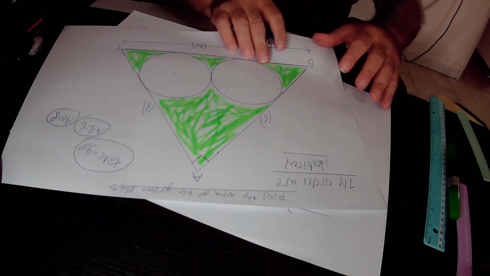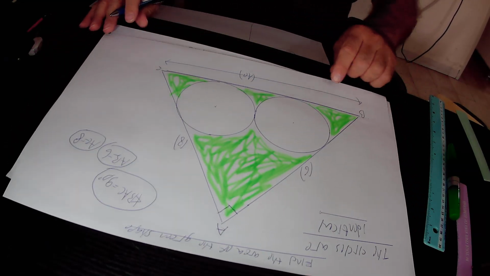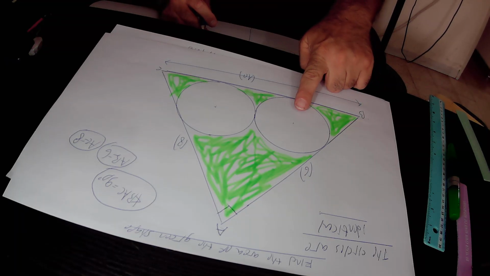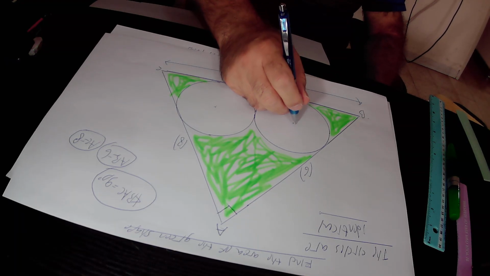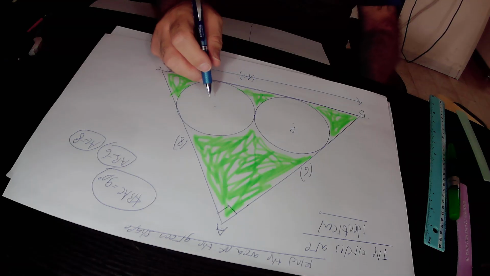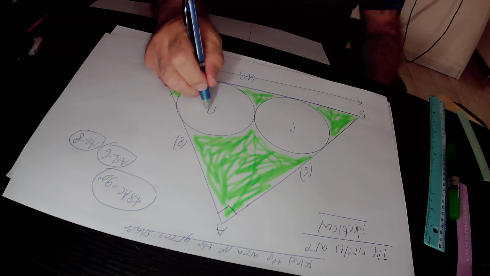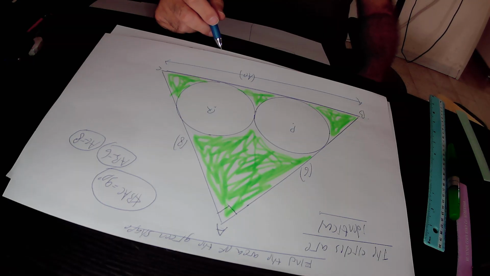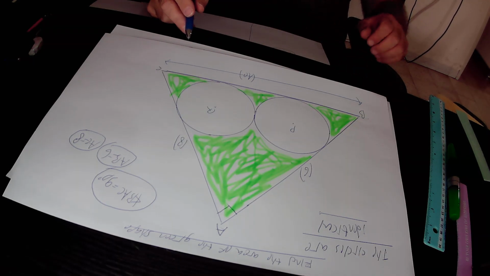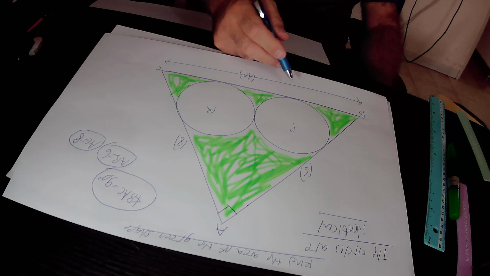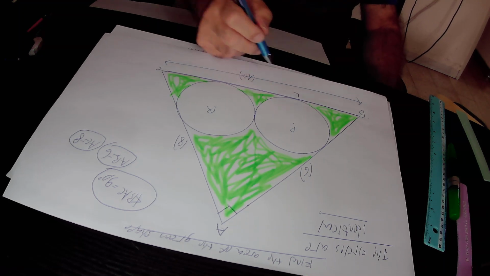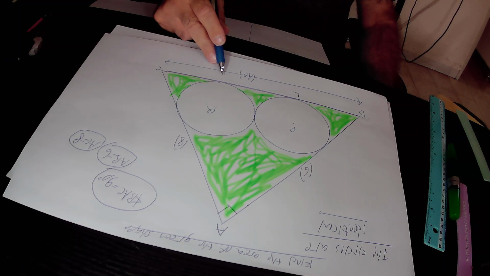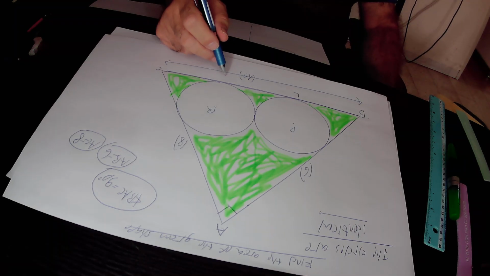In the next step, we define the center of this circle. This point is point P. Likewise, we define the center of this circle. This point is point Q. We define the point of tangency of BC with this circle. This point is point L. We define the point of tangency of BC with this circle. This point is point N.